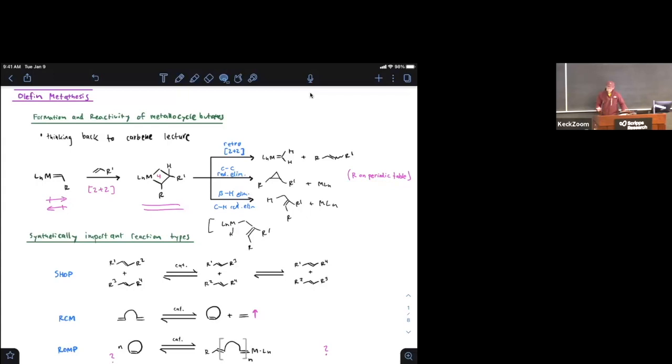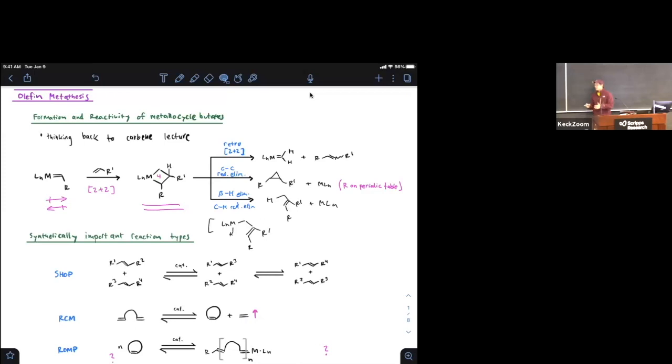And which of these processes is preferred depends not only on the ligand environment around the metal, but of course the metal itself. So one general trend is that as you move right on the periodic table, CC reductive elimination becomes more favorable from this type of intermediate.